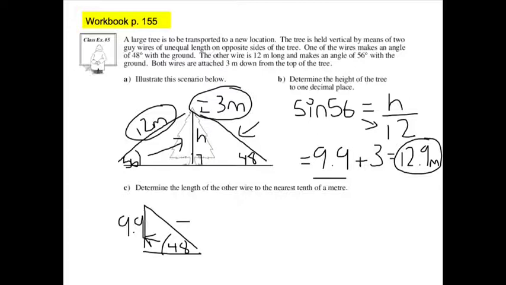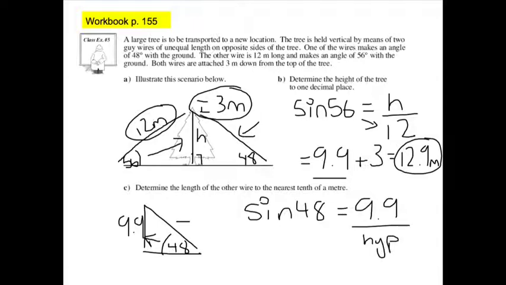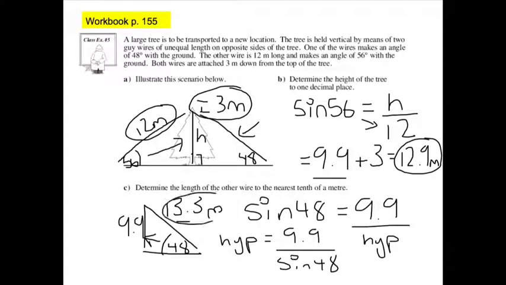Again, what we're going to be doing is using sine. It's going to be sine 48 is equal to your opposite, which is 9.9, over your hypotenuse. Rearranging everything, you're going to have your hypotenuse equal 9.9 divided by sine 48. And when you work that out, the hypotenuse is going to be 13.3 meters. That's how long that guy wire is.